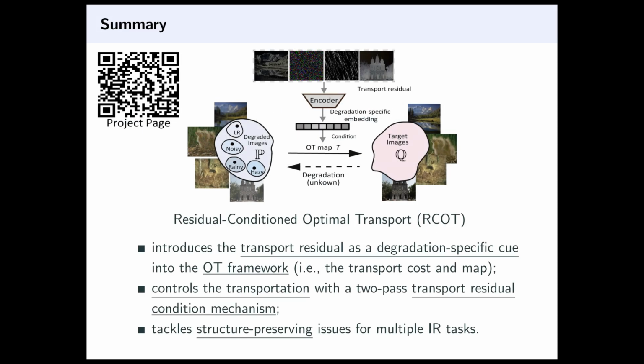To summarize, we propose the RCOT approach for image restoration, which introduces the transport residual as a degradation-specific cue into the OT framework. We control the transportation with a two-pass transport residual condition mechanism, and the RCOT tackles structure-preserving issues for multiple IR tasks.